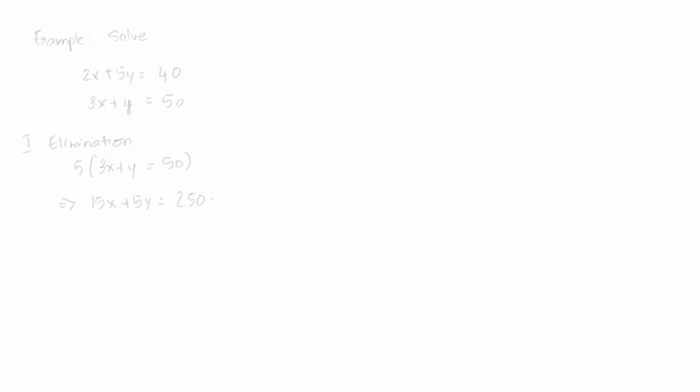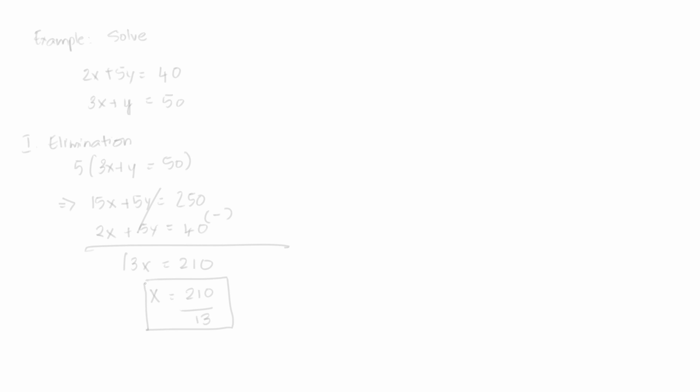Bad math there. Now I could take whatever I have and I will combine it with the first equation via subtraction. When I subtract, the 5y and the 5y would get cancelled. 15x minus 2x is 13x. 250 minus 40 is 210. So x would just be 210 over 13.